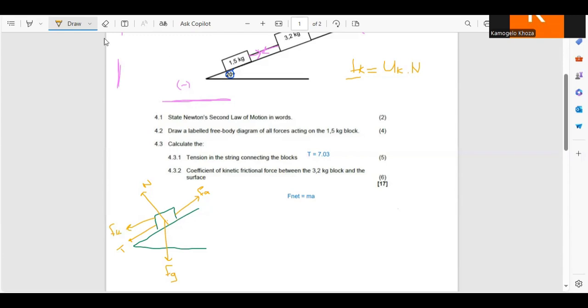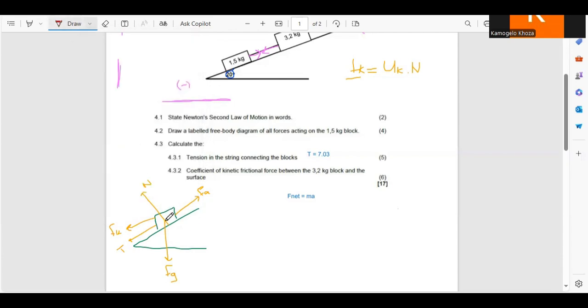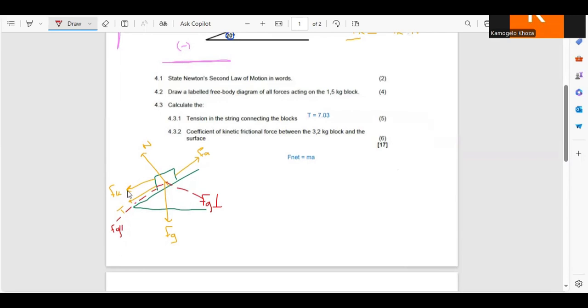Right, now let us break down our gravitational force into its components, respectively your Fg perpendicular as well as your Fg parallel. So this is our Fg perpendicular, and this would be our Fg parallel. Now, let us start with determining the frictional force, and we would need to make use of Newton's second law formula.